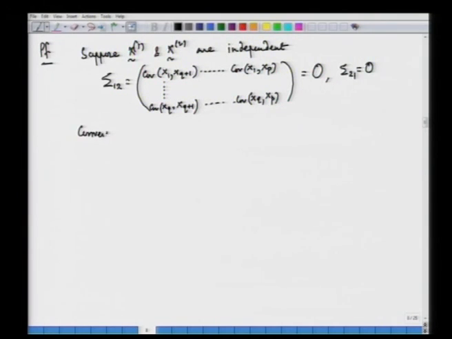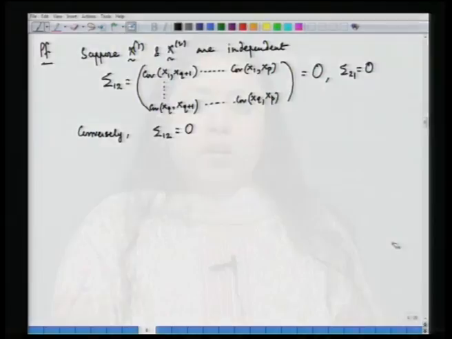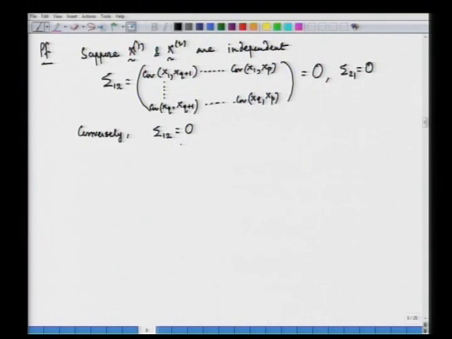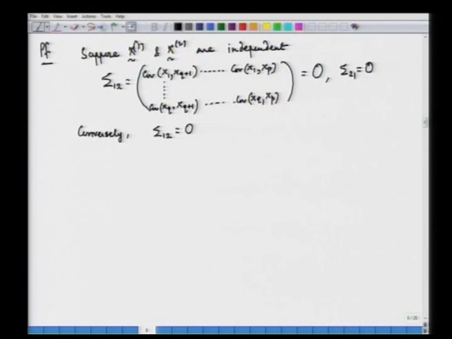Conversely, suppose sigma 12 is a null matrix. Is this generally true? Well, no, because we know that if the covariance is equal to 0, it does not imply that the variables are independent. Now, we have this as a special situation for the multivariate normal distribution, where we assume that the off-diagonal blocks are null matrices, and assuming this, we go on proving the other part.